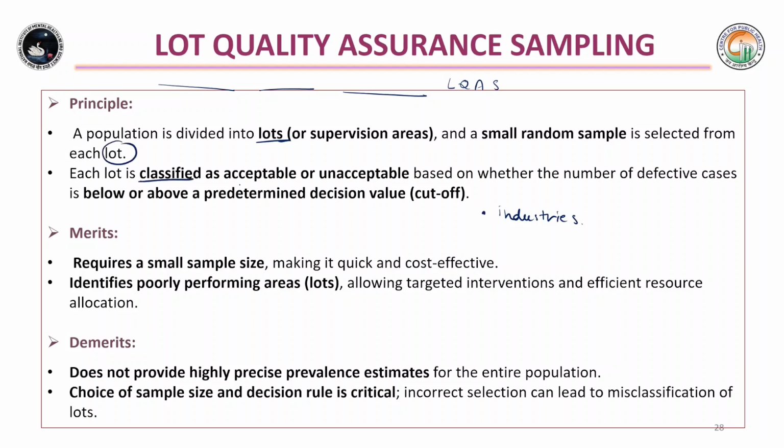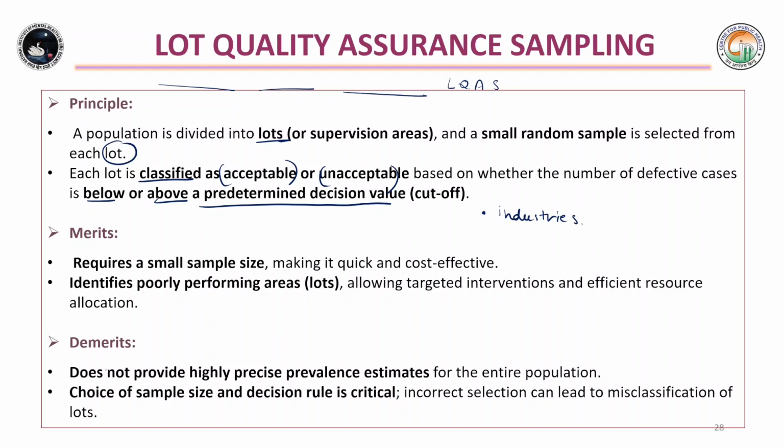Each lot is classified as acceptable or unacceptable based on whether the number of defective cases is below or above a predetermined decision value, that is, the cutoff. So the population here is divided into lots. A lot could be a factory batch, a district, or even a primary health center. Then we compare the number of defective or poorly performing cases against a predetermined cutoff value. If the number remains below the cutoff, the lot is considered acceptable, and if it exceeds the cutoff, the lot is classified as unacceptable.